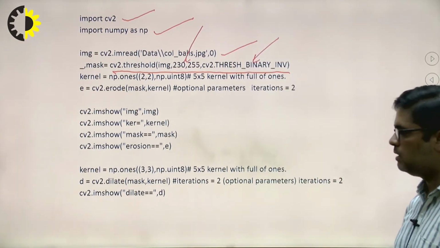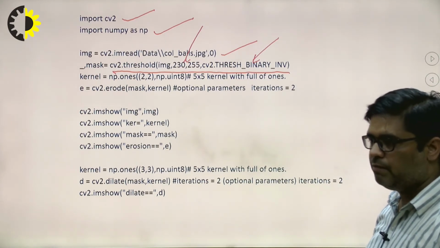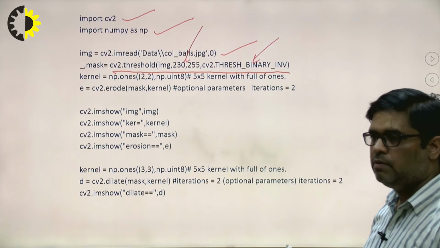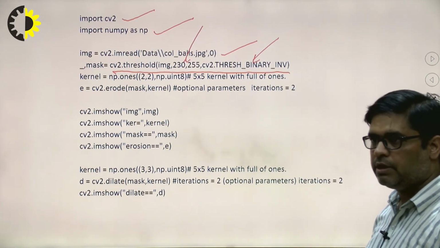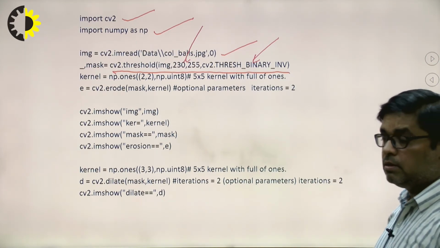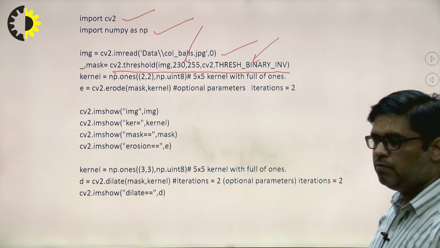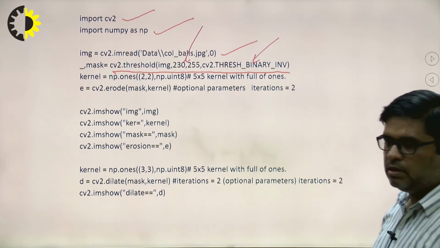Threshold binary inverse is the thresholding operation where, whenever the pixel value is increasing beyond the value of the threshold, the previous value will be highlighted and the rest of the values will be ignored.